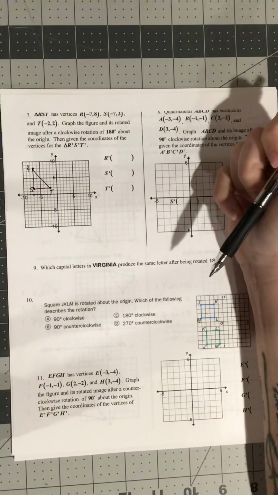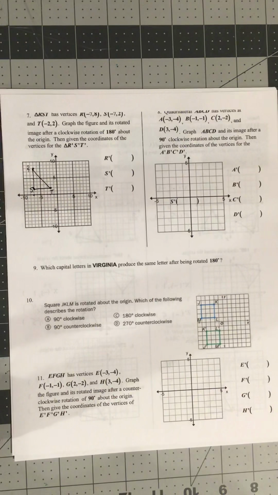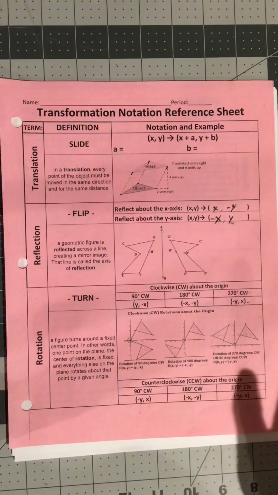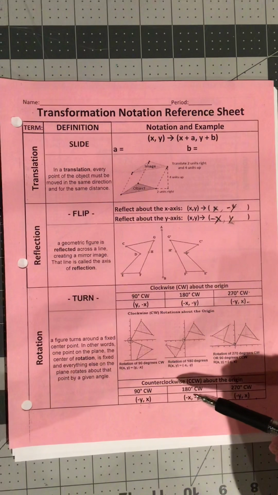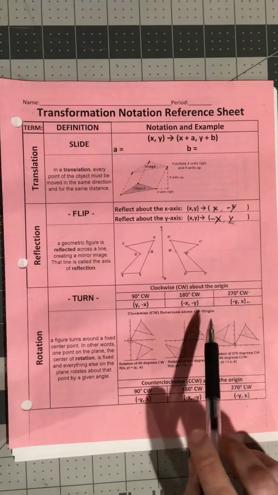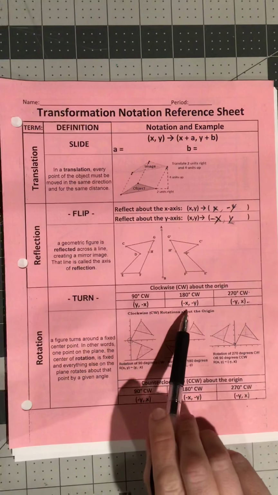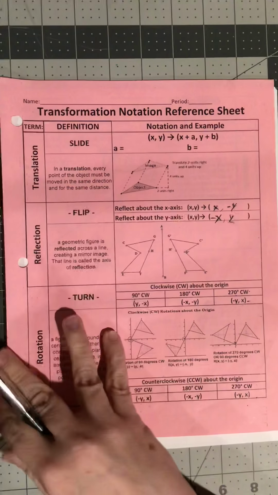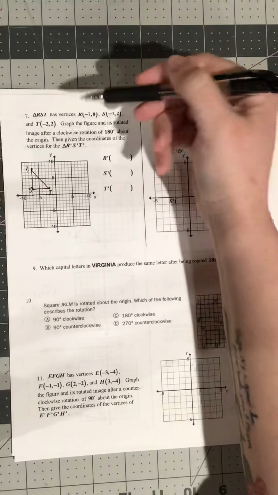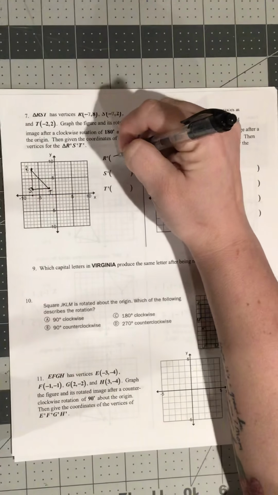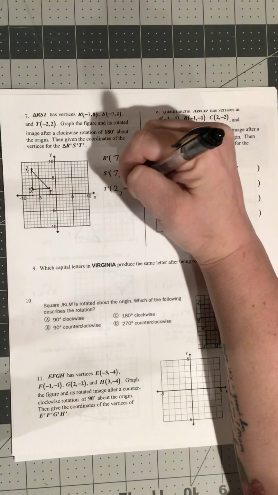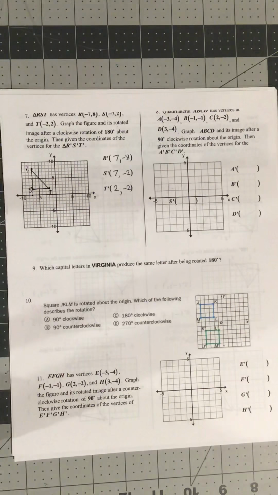So I need to find R prime, S prime, and T prime. And we're going 180 degrees about the origin. Well, what did we learn when we're going clockwise about the origin, 180 degrees? Well, we go back to our little cheat sheet, which I recommend. This is the most amazing cheat sheet ever. So 180 degrees clockwise about the origin, everything stays in the same spot, but the signs change. So this is now 7, -8, 7, -2, 2, -2. And now let's graph it.